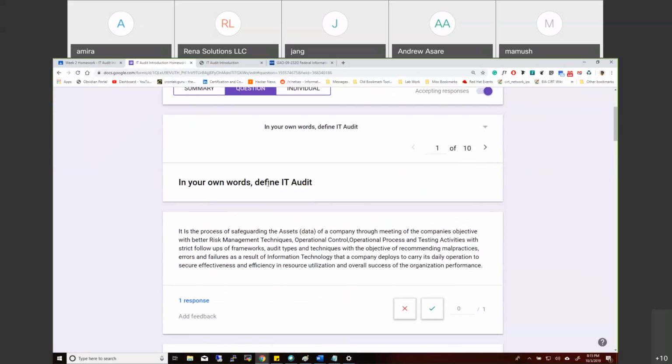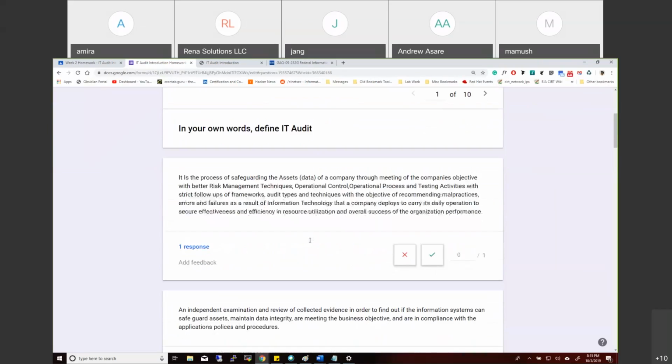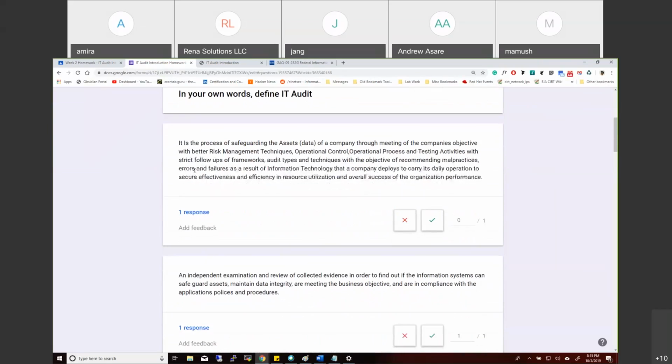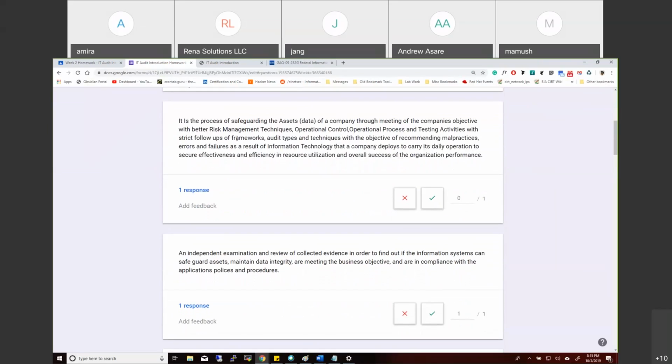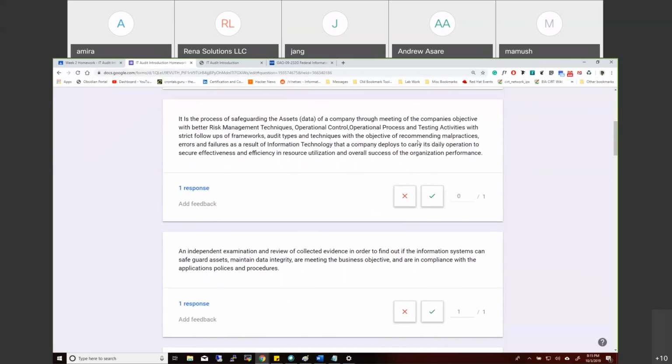So, in your own words, define IT audit. One person said that it is the process of safeguarding the assets of a company through meeting the company's objectives with better risk management techniques, operational control, operational process, and testing activities with strict follow-ups of frameworks. Can you guys tell me if this is right or wrong? What do you understand IT audit to be?